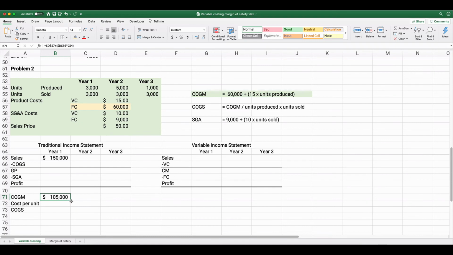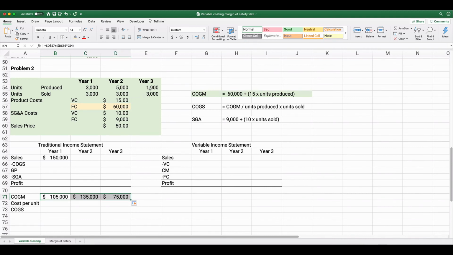Now we should be able to just copy this across. This one would be 1,000 times 15, which is 15,000, plus the 60,000, so 75,000. Then we're going to take the cost divided by the units produced, which is 3,000. So we're left with the $35 here. Let's copy it across. So it's $27, economies of scale, and then if it costs you $75,000 to make 1,000, that's going to be a cost per unit of $75 each. So that's diseconomies of scale.